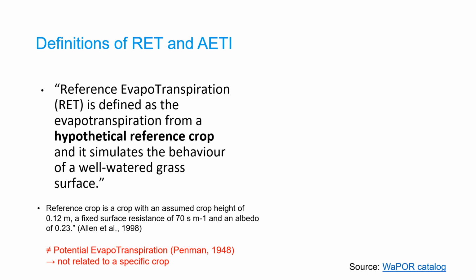Notice that RET is different from potential evapotranspiration, which was defined by Penman in 1948. The crop in the PET definition is not specifically defined, while in the RET definition, the reference crop is well defined as a crop with an assumed crop height of 0.12 meters, a fixed surface resistance of 70 seconds per meter, and an albedo of 0.23.